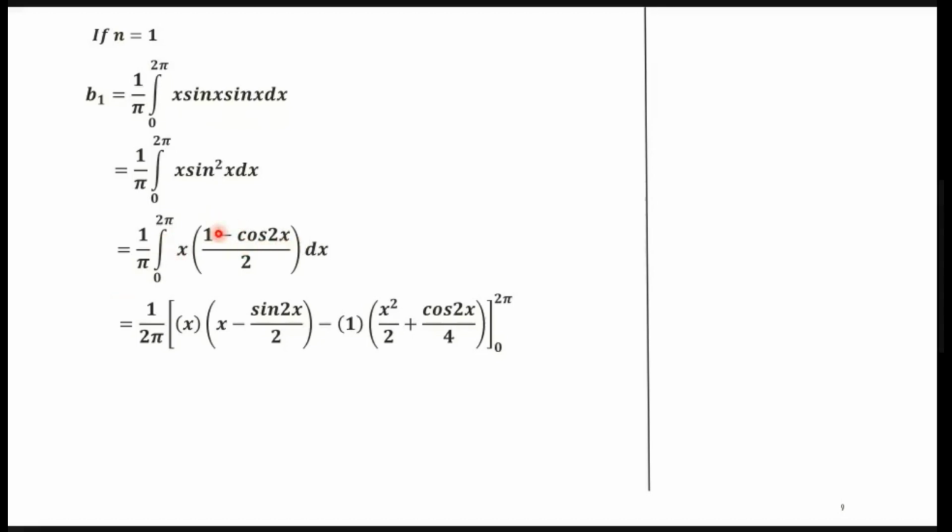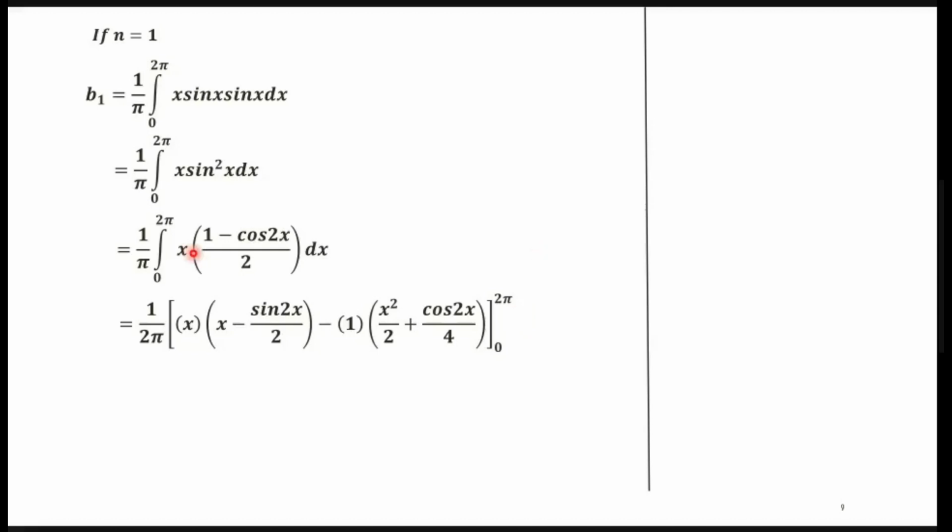Or you can take x inside and then use u into v separately. वो भी कर सकते हैं, ठीक है. तो मैंने यहाँ पे क्या किया है, इसको u ले लिया है और 1 minus cos 2x को v ले लिया है. तो पहले u लिखा है, 1 minus cos 2x का इंटीग्रेशन. So 1 का इंटीग्रेशन x, cos 2x का इंटीग्रेशन sin 2x upon 2. माइनस x का डेरिवेटिव 1, इसका इंटीग्रेशन. तो x square by 2 plus cos 2x by 4 between 0 and 2 pi.